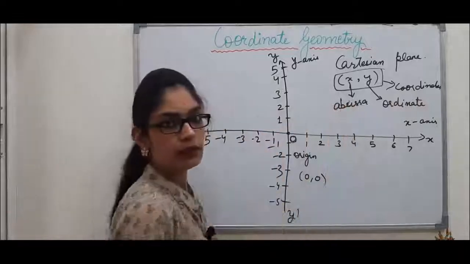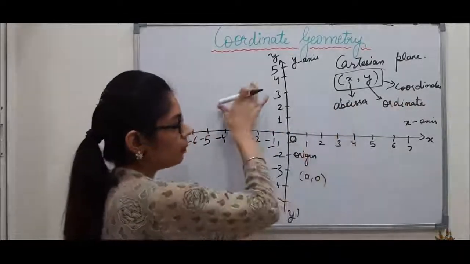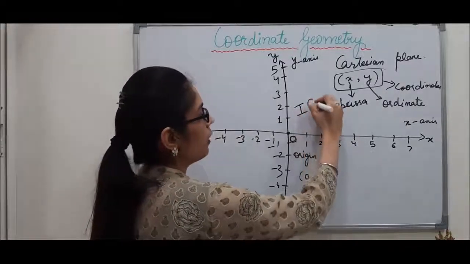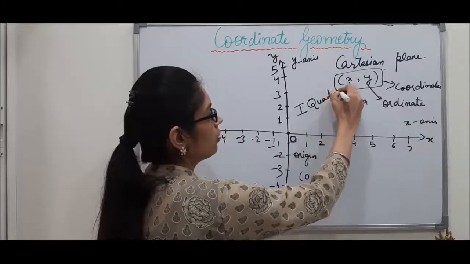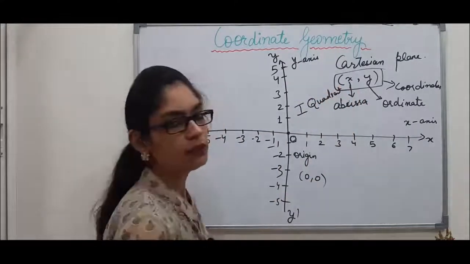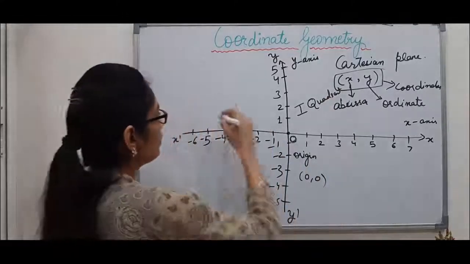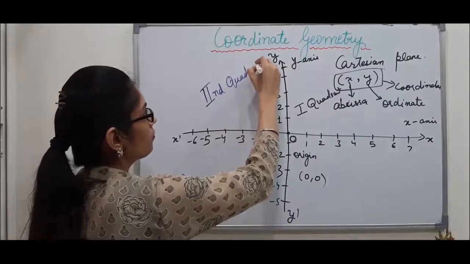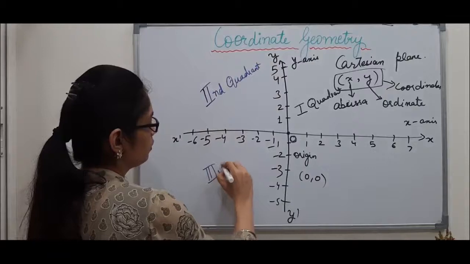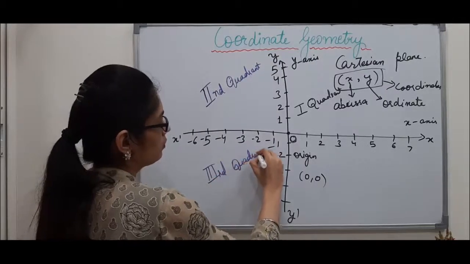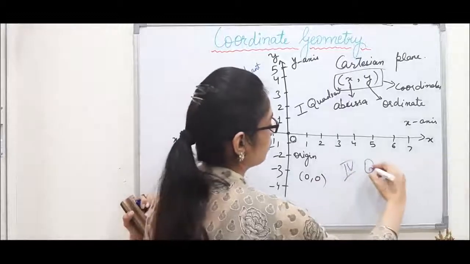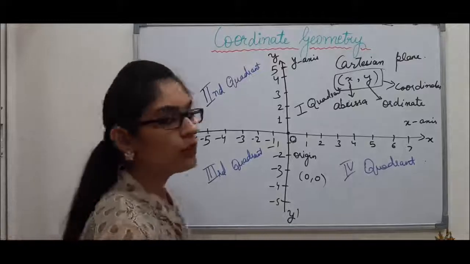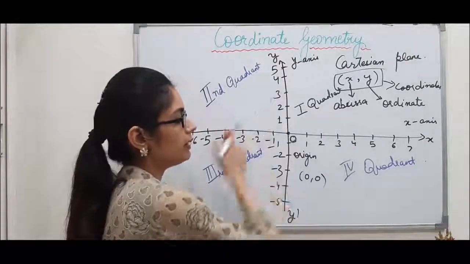Now if you look at this setup, you can see I have 4 partitions. What are the names of these partitions? This one is the first quadrant. These are known as quadrants. This one is the second quadrant, it is the third quadrant, and this is the fourth quadrant. Now coming to the values of x and y in all of these quadrants.